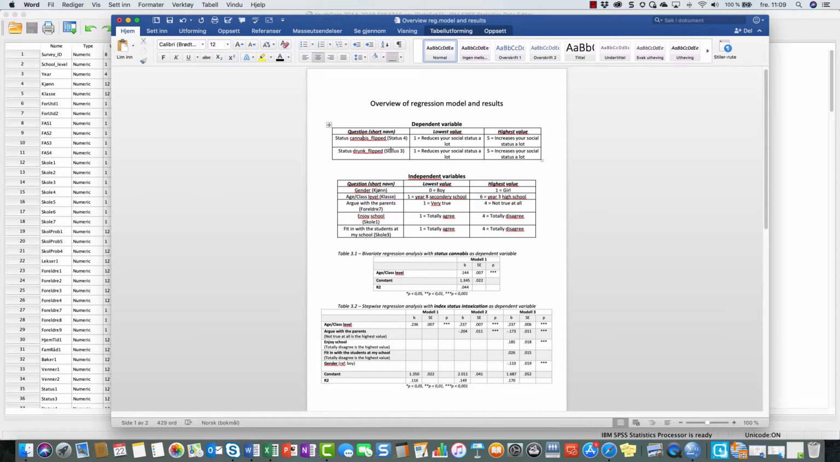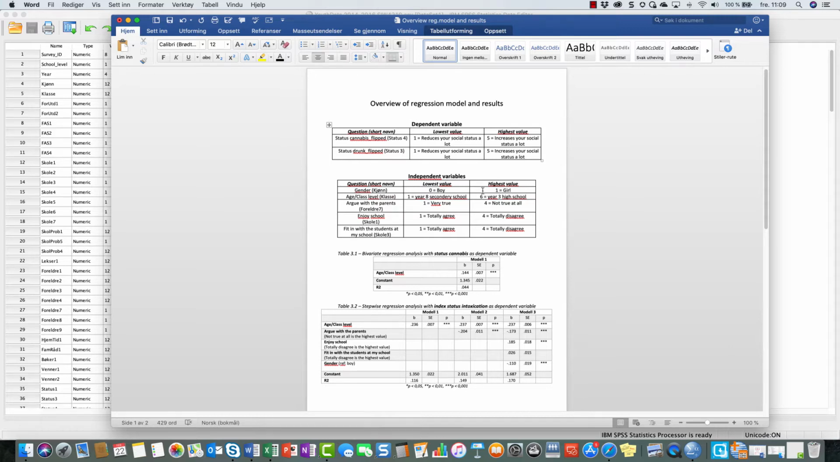And in my stepwise regression analysis, I've made an index called status intoxication, which is a sum of status cannabis flipped and status drunk flipped. Let me just emphasize, you don't need to make a sum variable or index variable. It's just for those of you who want to do it. I show you how to do it. So it's not necessary. You can just use one question. But if you want to make an index, I'll show you how to do it.